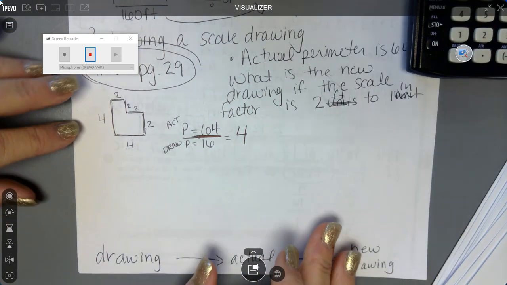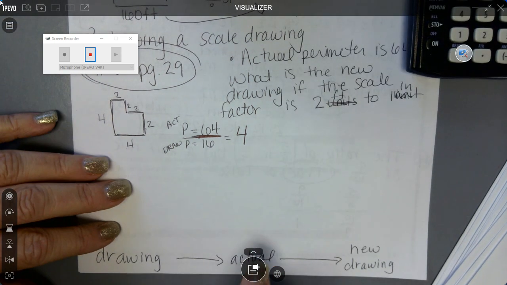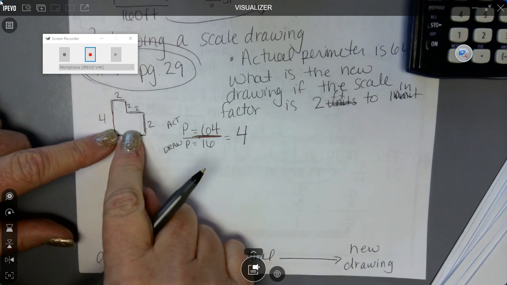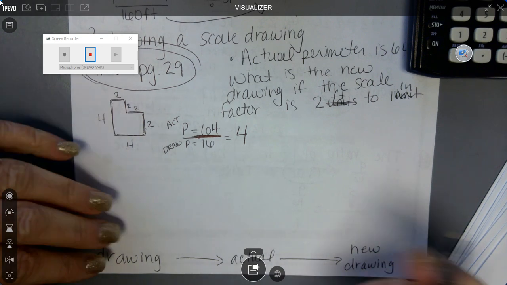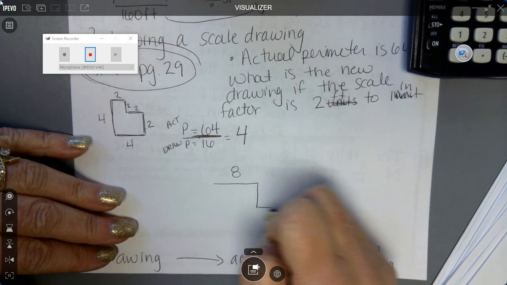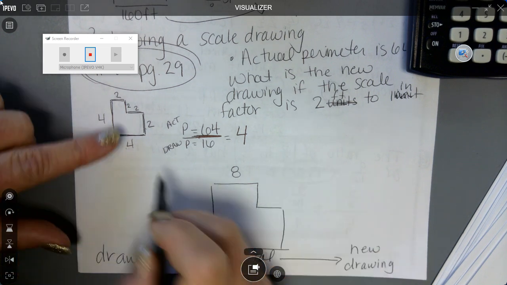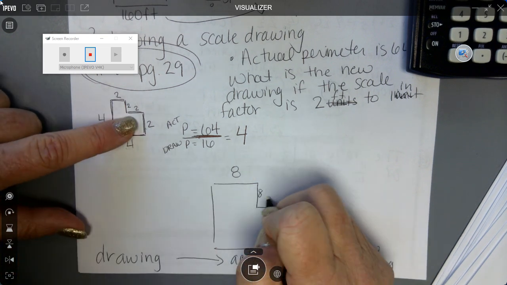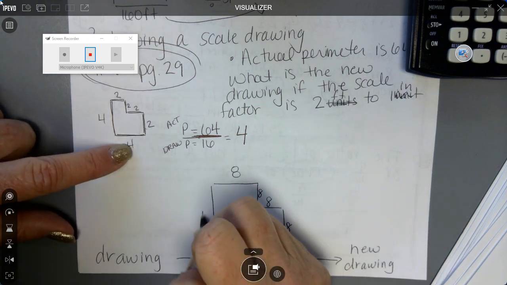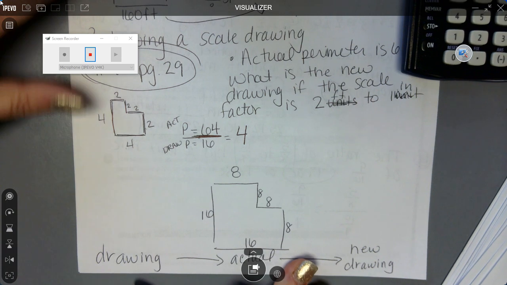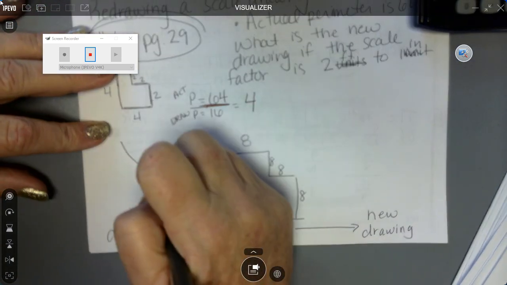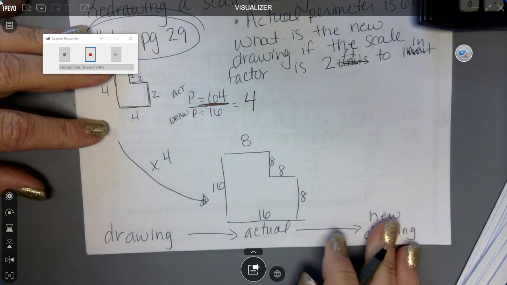So what that means is my actual dimensions are 4 times as big as this. So what's 2 times 4? 8. This side is 8. Let me redraw this out. Okay, 2 times 4 is 8, 2 times 4 is 8, 2 times 4 is 8, 4 times 4 is 16, 4 times 4 is 16. So this is my actual building. I went from here to here by multiplying by the scale factor.